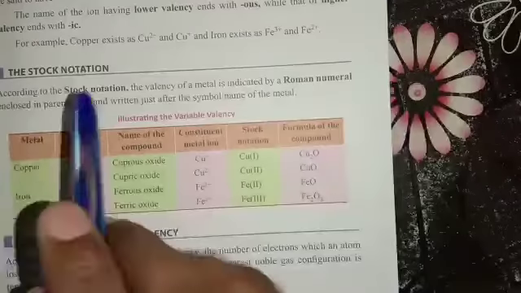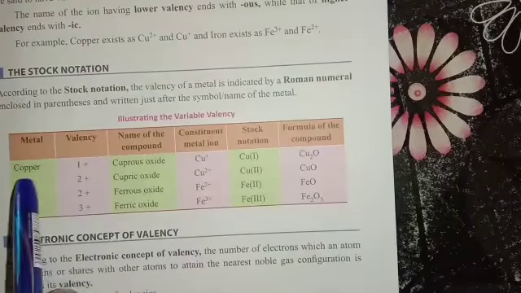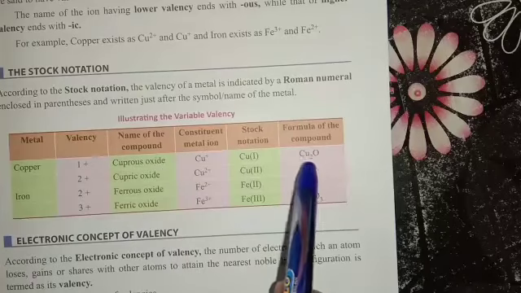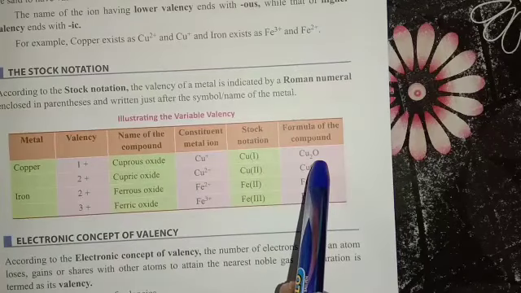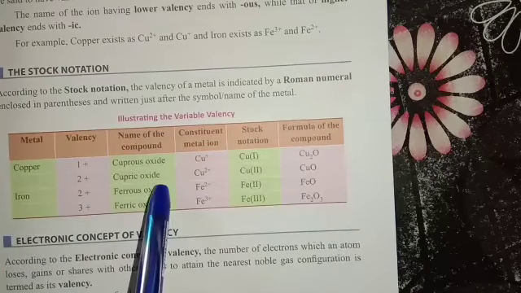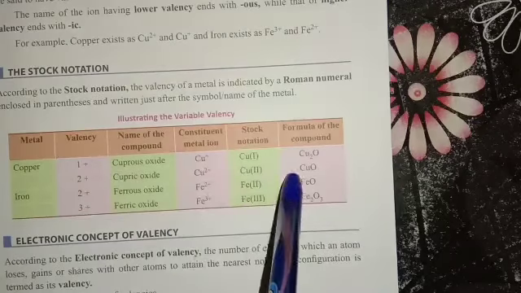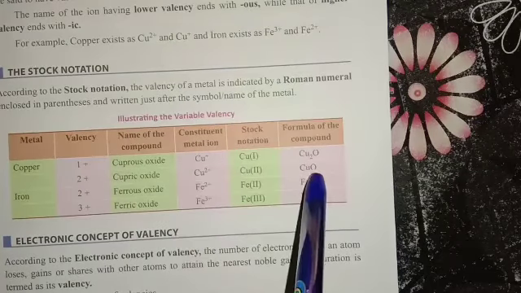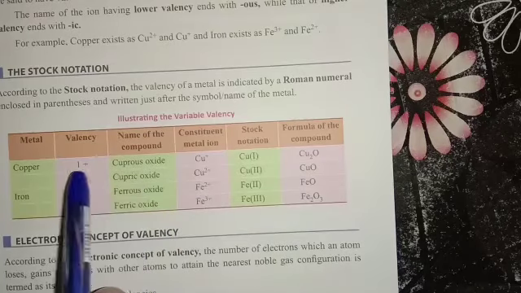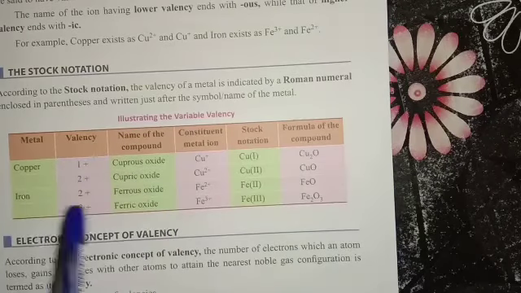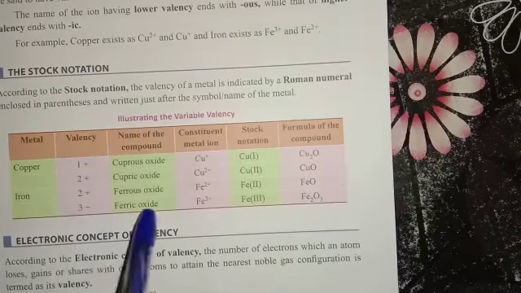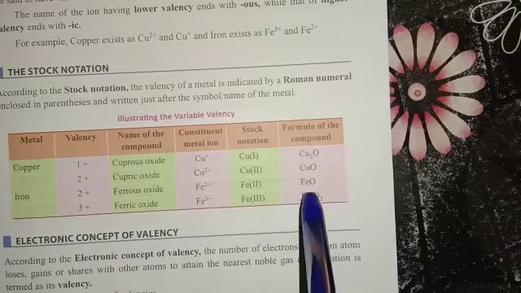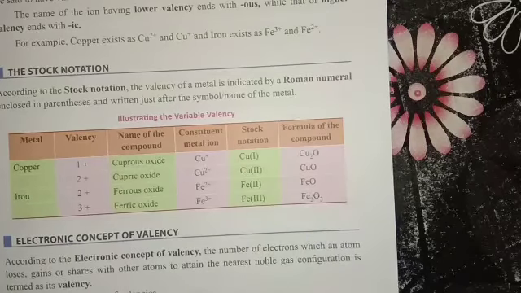Now come to copper with valency 1+. That gives cuprous oxide, Cu2O. These are the examples. Cupric oxide, CuO: copper valency 2+ and oxygen valency 2, the 2s cancel, therefore CuO. Cupric means higher, cuprous means 1+. Same process: ferrous 2+, ferric 3+. Ferric oxide is Fe2O3, but ferrous oxide is FeO. These are examples of variable valency.